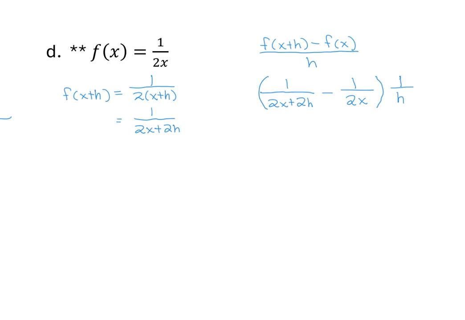Okay, so now what do we do from here? What we need to do is rewrite the inside as one fraction, so we do need a least common denominator. Now, these denominators are not the same, and so my least common denominator is going to be the 2x and the 2x plus 2h. So this is going to be my LCD, 2x and 2x plus 2h.